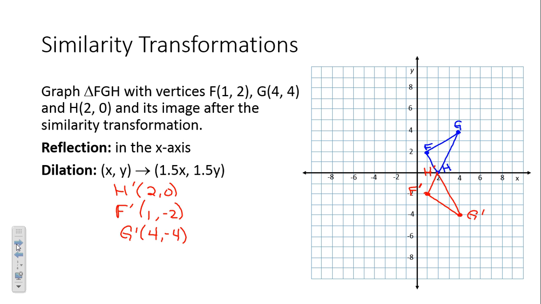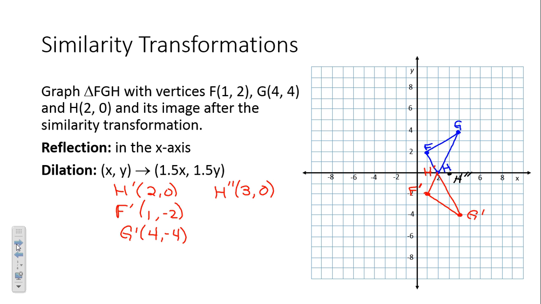Now, Ian, what are we going to do if we want to dilate H, F, and G by 1.5? Multiply them, exactly. So 2 times 1.5 is going to be what? 3. We double 1.5 and we get 3. So H double prime is 3. When we take 1.5 times 0, we're going to get 0. So we are 3 over, 0 up. There's our H double prime.